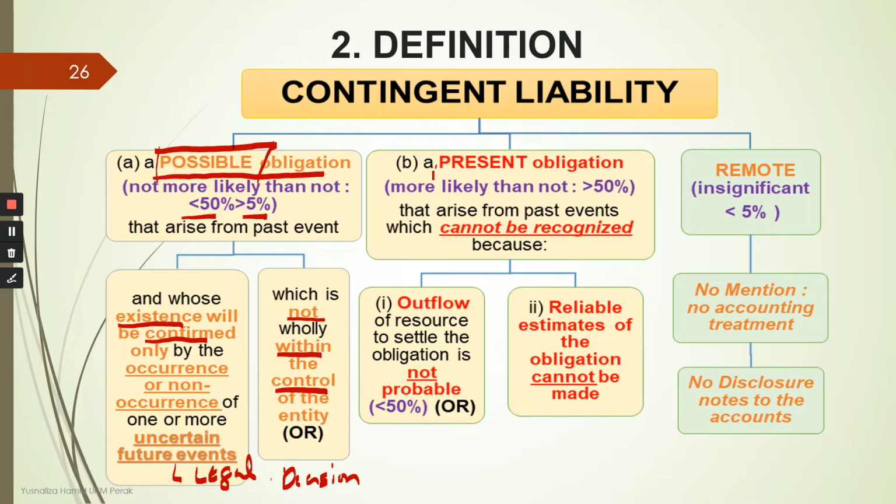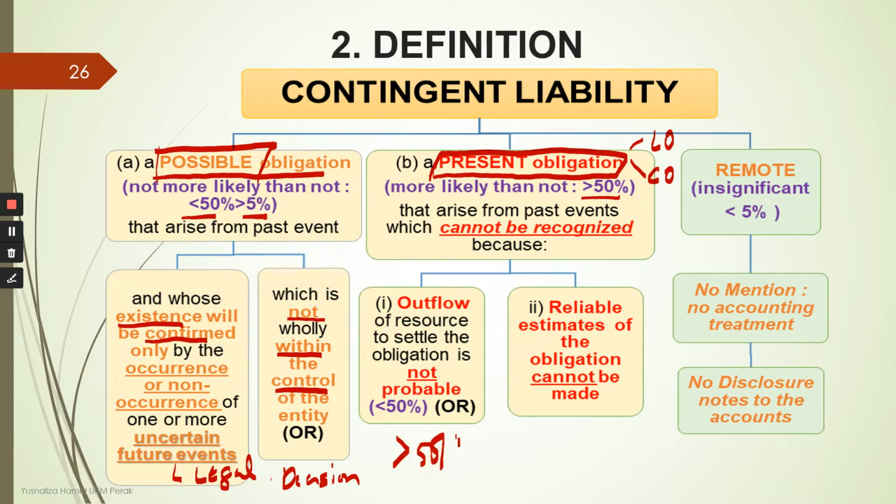The second one talks about present obligation. Meaning that there is a present obligation, a legal obligation maybe, or maybe a constructive obligation. However, that cannot be recognized. The chances are more likely than not to happen, which is more than 50%, which is considered as probable. It is probable in terms of happening. However, it will not be recognized as a liability or as a provision, because maybe the criteria were not being met. So here outflow is not probable. You can only recognize if the chances are more than 50%.